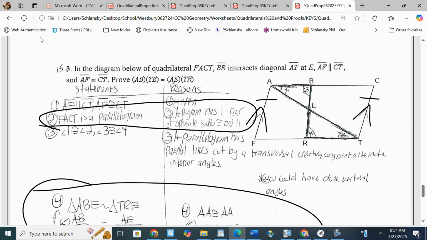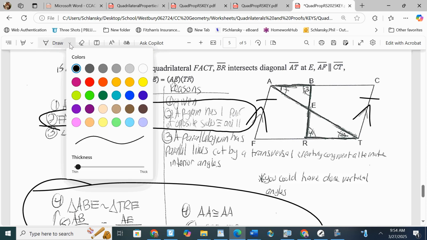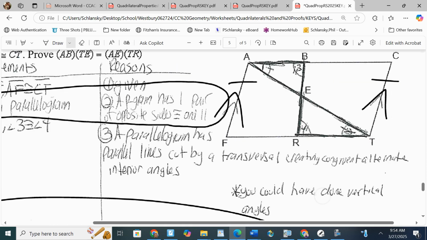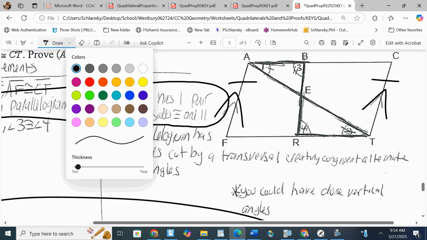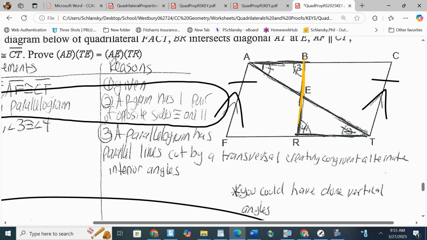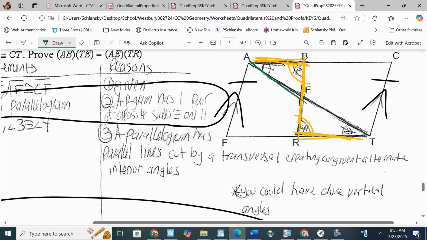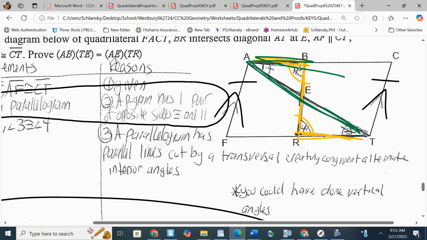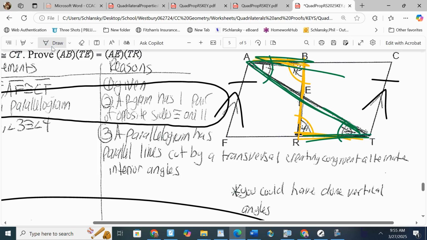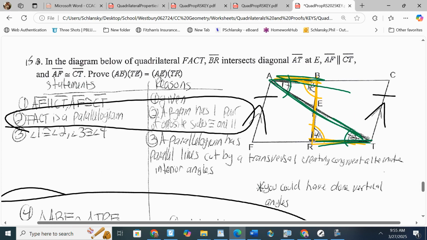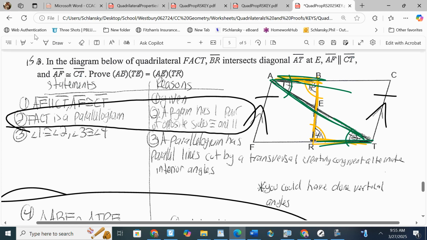Once I have the parallelogram, I look for my alternate interior angles. I look for my Z. So there's one transversal. There's my Z. There are my alternate interior angles. And then I have another transversal, so I carve this one out. There's my Z, and that gives me those. So I got 2 pairs of alternate interiors. So there's my angle 1 is congruent to angle 2, and angle 3 is congruent to angle 4.